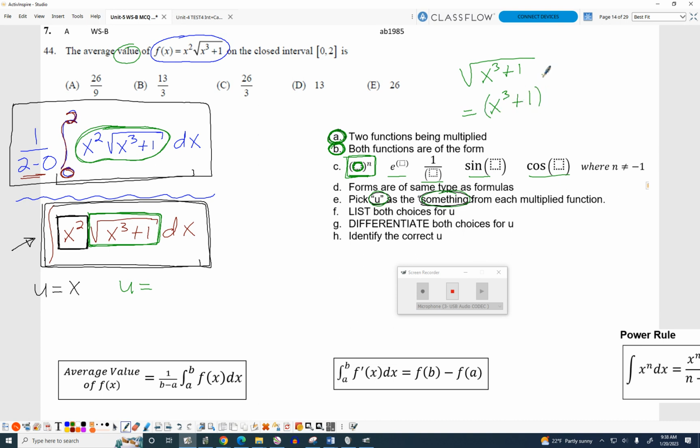So Sophie, what's the n for the green? 1/2, and what's the u? X cubed plus 1. U, x cubed plus 1. 2 points for Sophie. Questions?